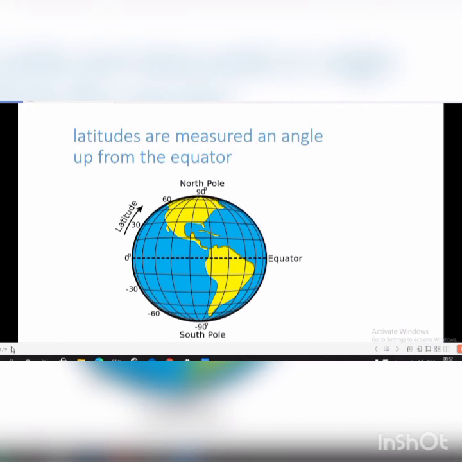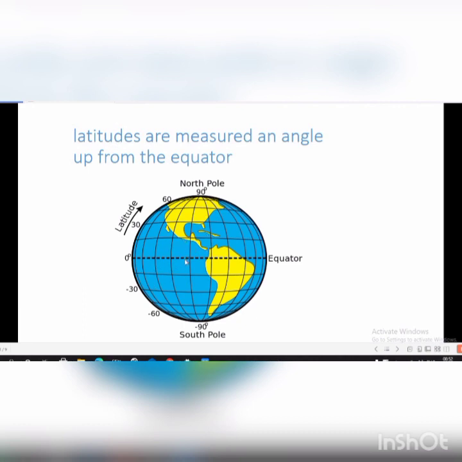Coming to latitude. Latitudes are measured as an angle up from the equator. Another imaginary line running on the globe divides it into two equal parts. The line is also known as the equator. The northern half of the Earth is known as the northern hemisphere. The southern half of the Earth is known as the southern hemisphere. They are both equal halves. Therefore, the equator, an imaginary circle line, is a very important reference point to locate places on the Earth.